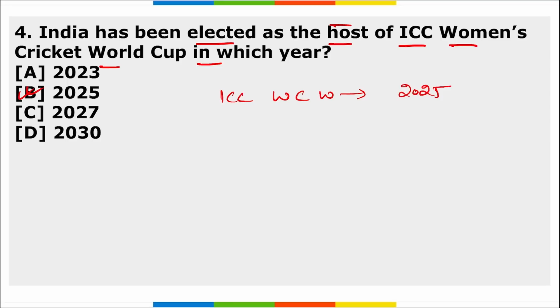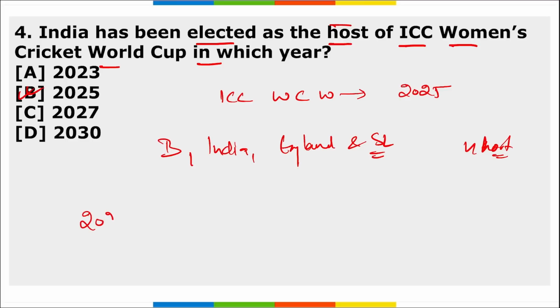All right, the ICC, that is the International Cricket Council Board, approved Bangladesh, India, England, Sri Lanka. Let me write here. Bangladesh, India, England, and Sri Lanka are the 4 host countries for the ICC Women's Cricket events, while the ICC Women's T20 World Cup for the year 2024 will be hosted by Bangladesh for the second time.